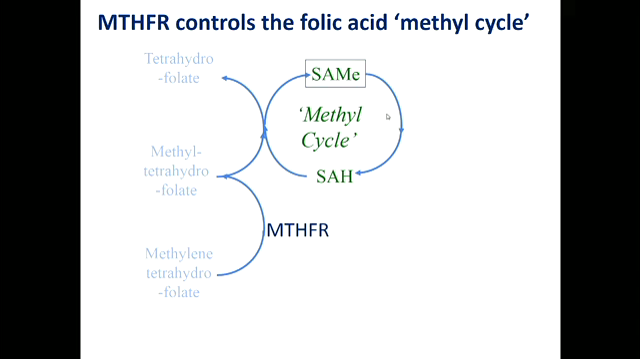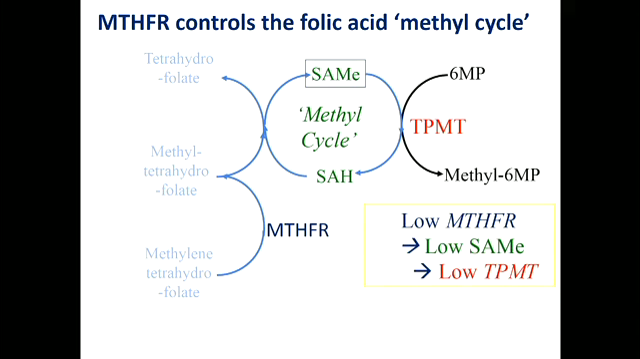Then it controls a methyl cycle. Why is that important? The methyl cycle produces a thing called SAMe, S-adenosylmethionine, and that actually provides the methyl group for TPMT. So if you have low MTHFR here, then SAMe becomes low, and then you have low TPMT. So another reason why you can react to thiopurine drugs.